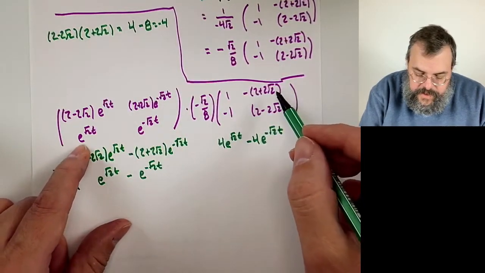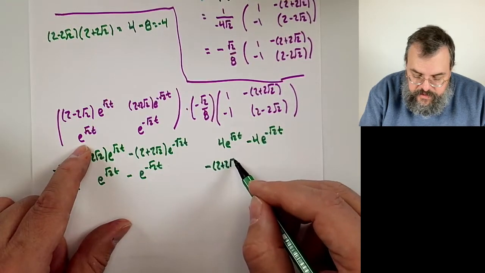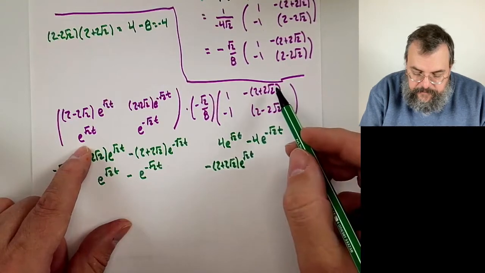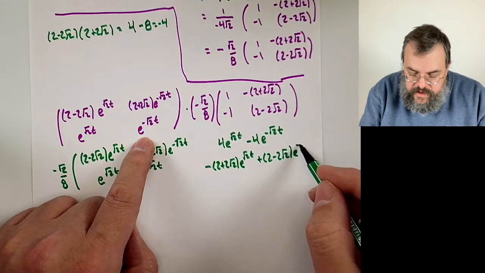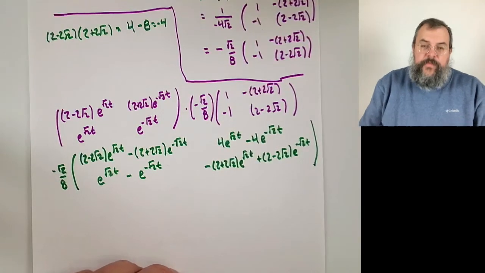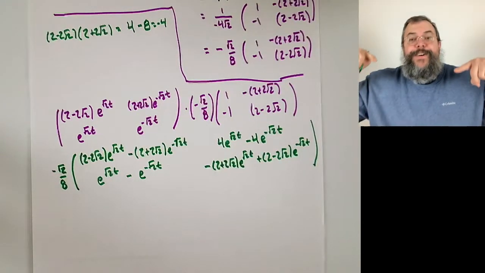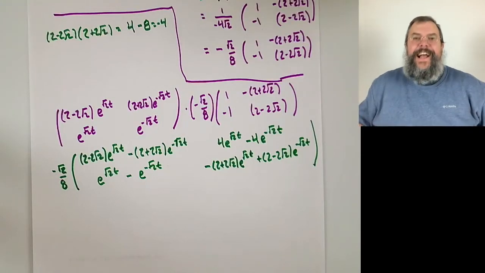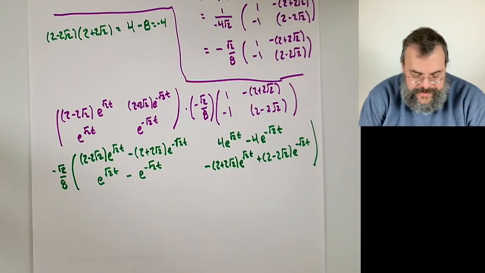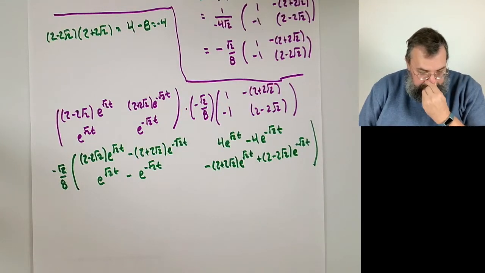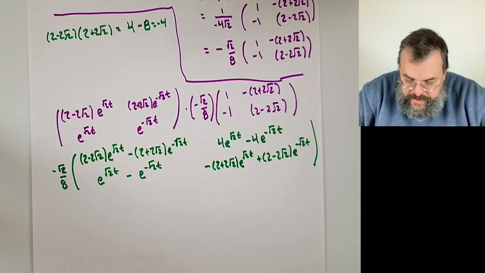And then we get minus 2 plus 2 root 2 e to the root 2t. And then plus 2 minus 2 root 2 e to the minus root 2t. And what do we do here? This is fun.